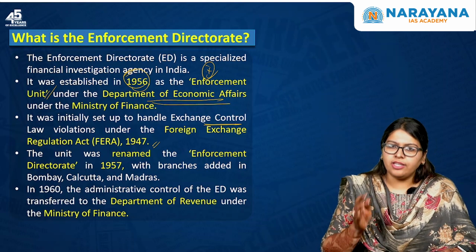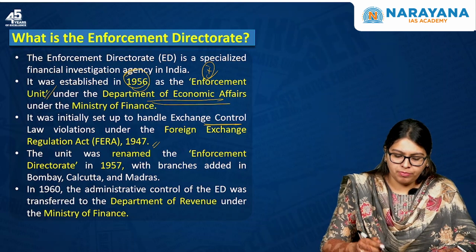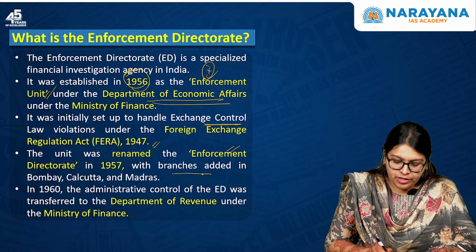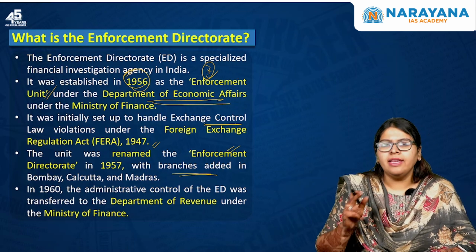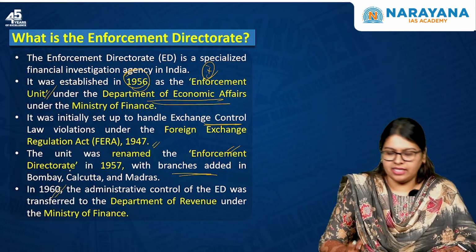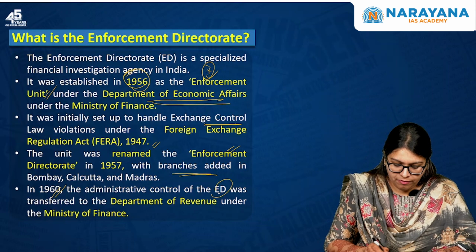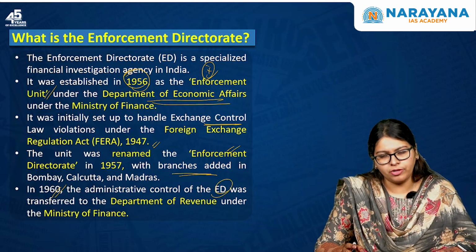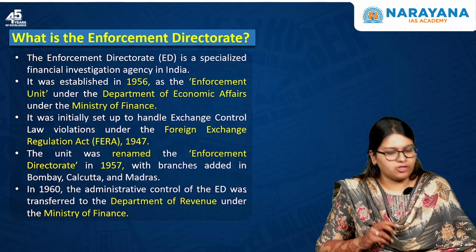Then, if you see, the unit was renamed from the Enforcement Unit to the Enforcement Directorate in 1957, with branches added in Bombay, Calcutta as well as in Madras. And you can see that in 1960, the administrative control of ED was transferred to the Department of Revenue. As I told you earlier, it was the Department of Economic Affairs under the Ministry of Finance.